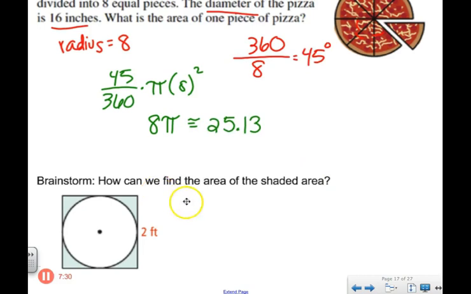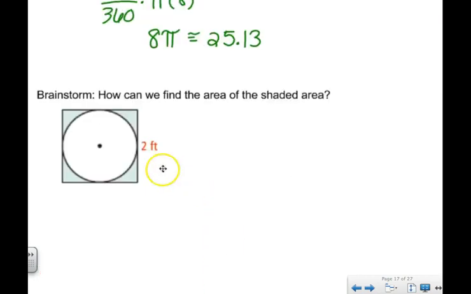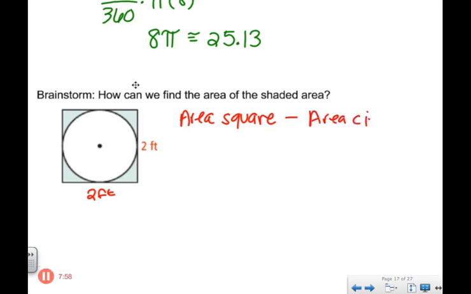Let's brainstorm on how we can find the area of the shaded region. So I have a square. I'm assuming that's a square. On top of a circle, and I want to find the outside of the area. So first off, what you have to do is find the area of the square. And then I'm going to take away that circle. I'm going to cut it away. So I'm going to subtract the area of the circle, and that's going to give me what's remaining.